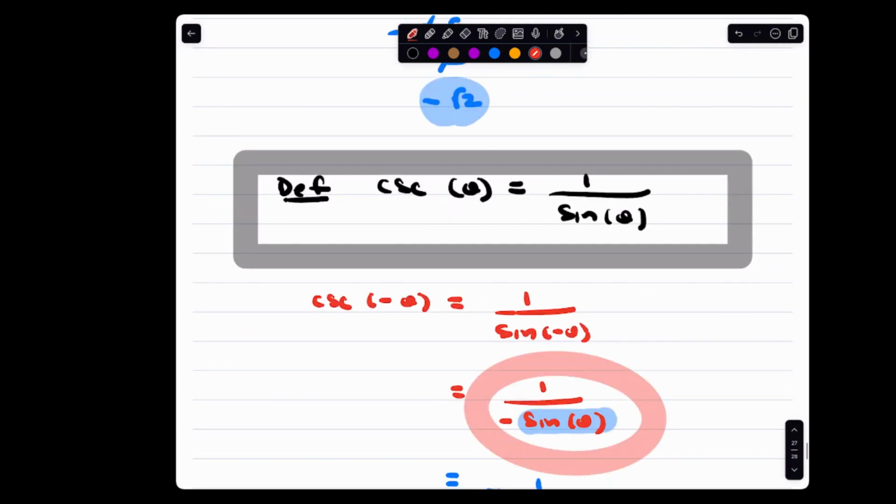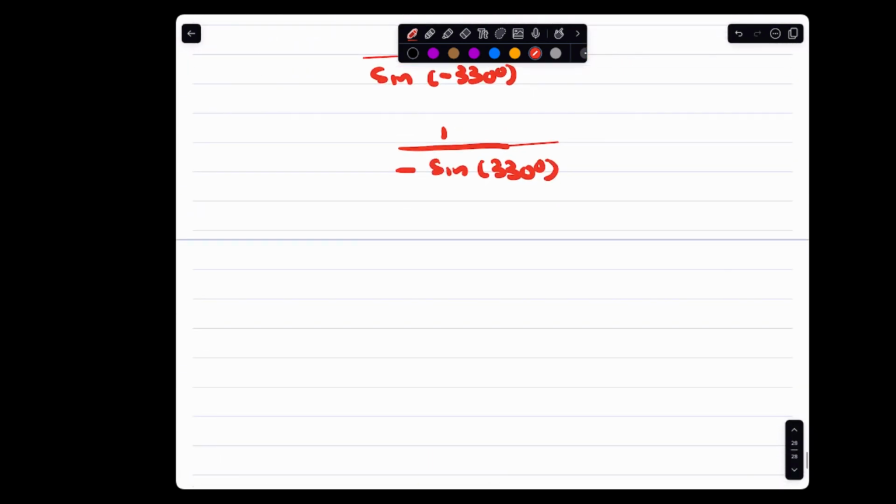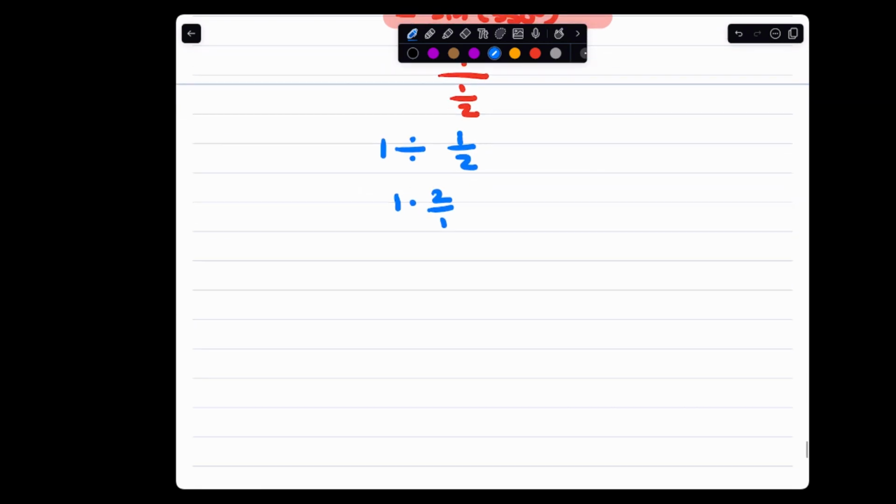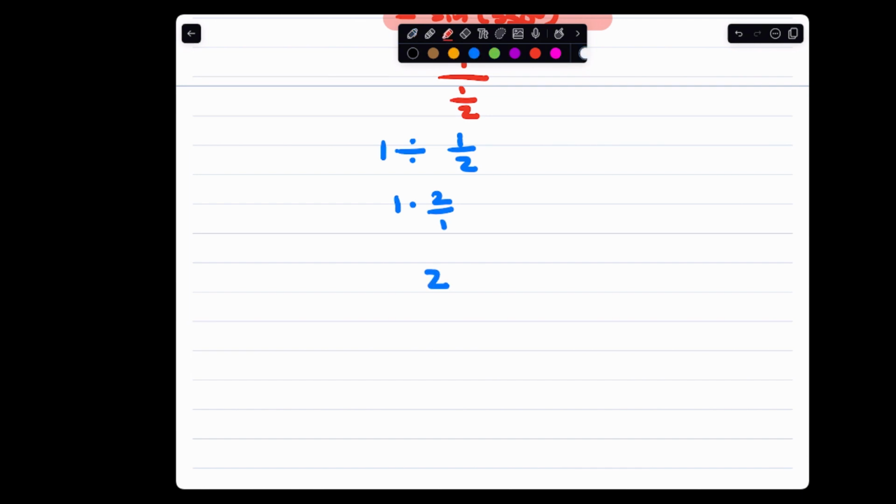So we can replace this here with a positive 1/2. So you say that's 1 divided by 1/2. Okay, 1 divided by the fraction 1/2. What do you do with the second fraction? Flip it over and multiply. And isn't that really just 1 times 2? Which is going to be what? 2. So you can find negative angles for those reciprocal functions.